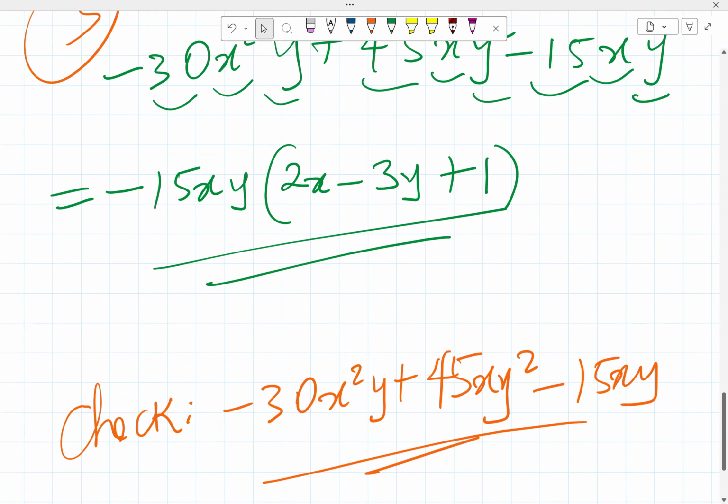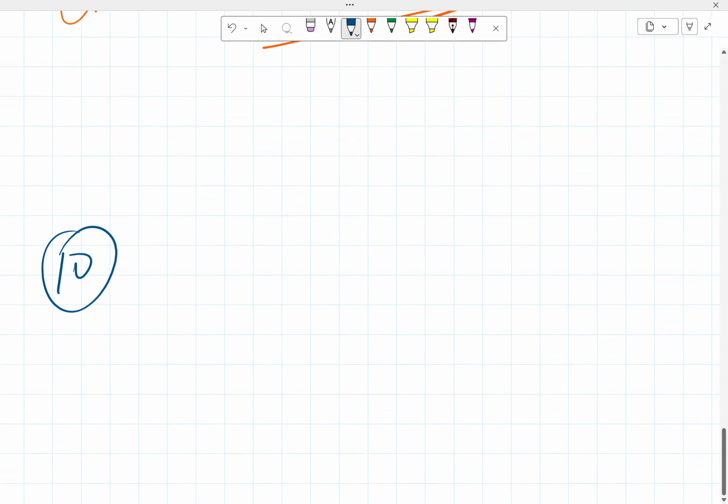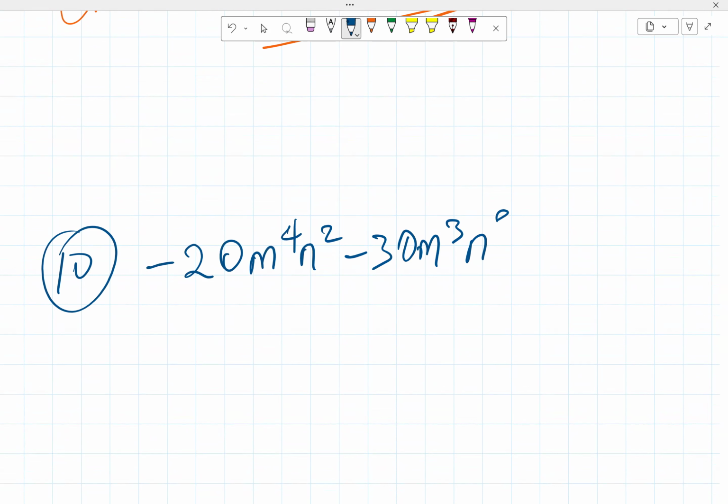So let's go for question 10 that I also promised to do. So for question 10, or should I do 10? Okay, that's fine. Question 10 now. We have minus 20 m^4 n squared minus 30 m cubed n cubed plus 10 m squared n squared. Okay, so again, this is the same thing as looking at the numbers now. Because minus is starting it, I also take out minus because it's better not to have minus starting if possible. Okay, so 10 is the greatest common factor of 20, 30, and 10, right?